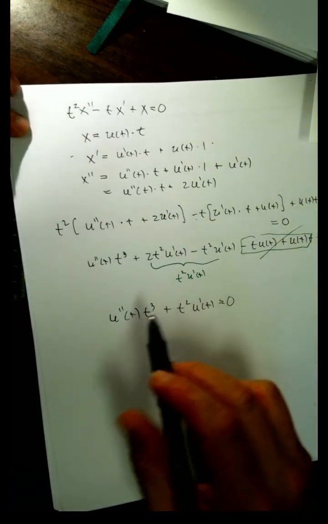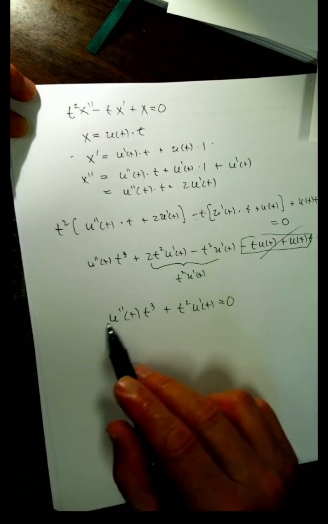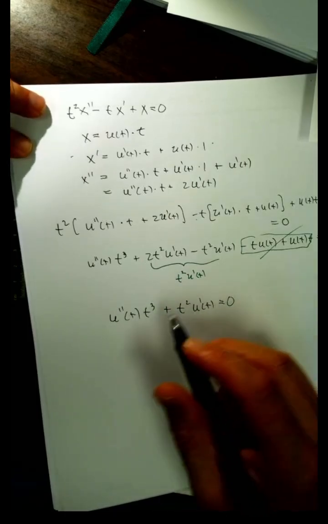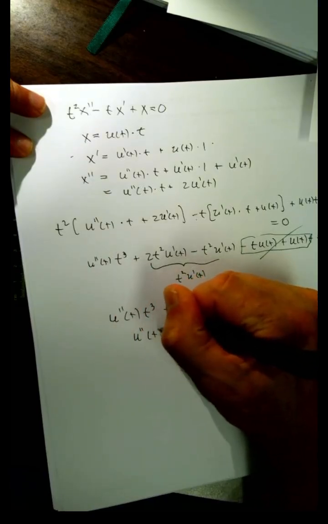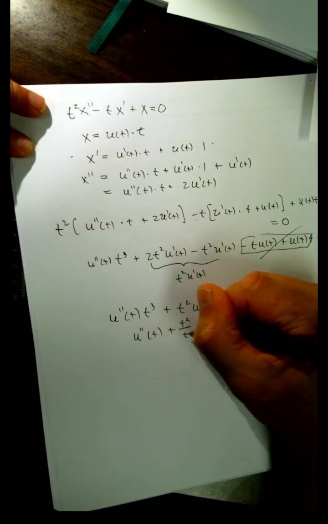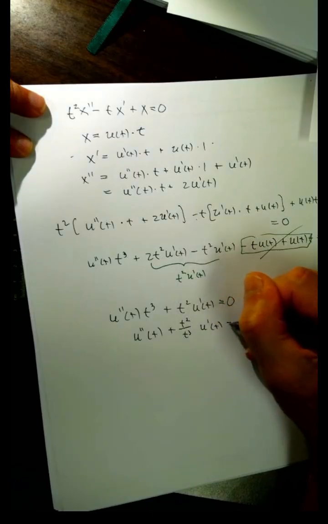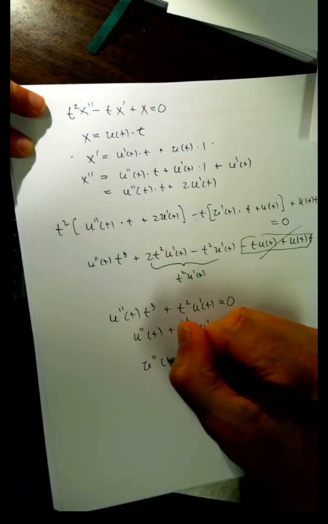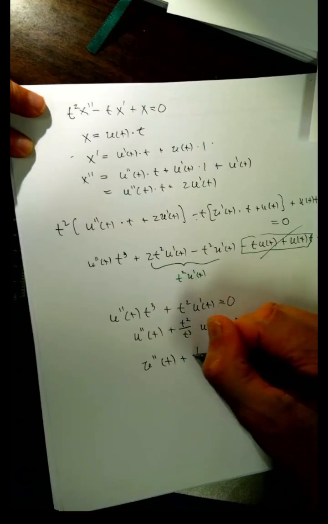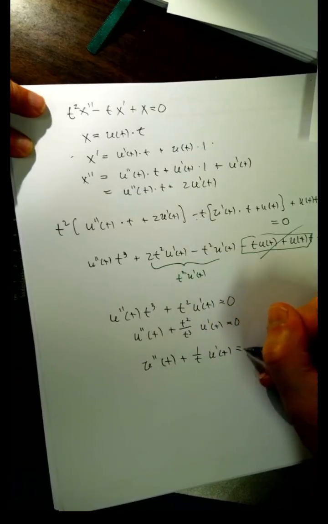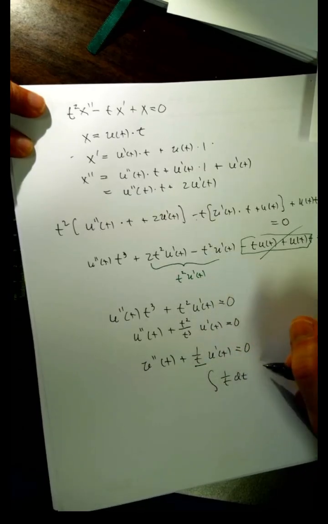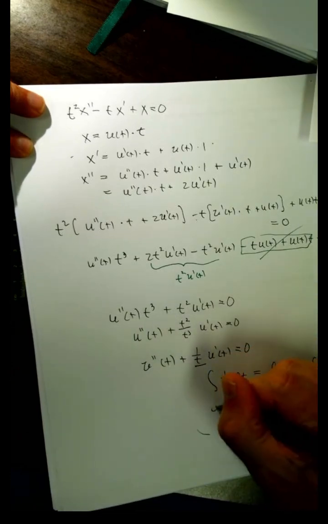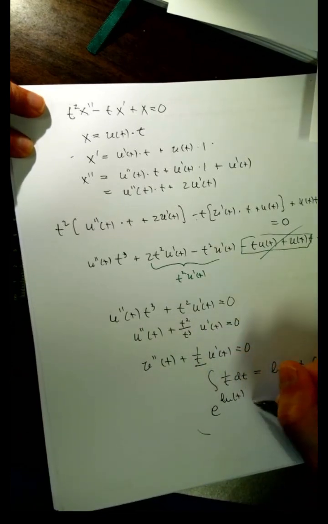Okay. There's only one derivative difference here, so I can use an integrating factor. So let's divide out a t cubed. So I get u double prime plus t squared over t cubed times u prime. Let me simplify that. So this becomes u double prime plus 1 over t u prime. This is my p of t, so the integral of 1 over t dt is log of t. So my integrating factor is going to be e to that. e to the log of t is t.